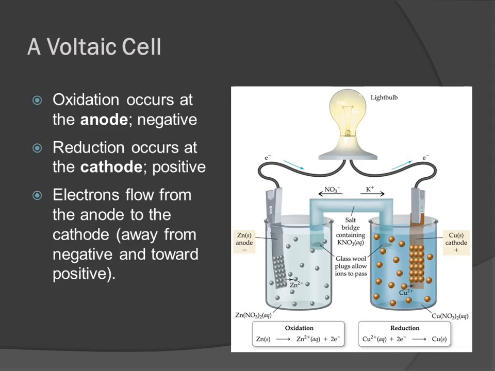There's lots of electrons available here. This has a negative charge. The electrons are going to flow away from that negative charge. They're going to flow over here to the cathode, which has a positive charge on it. Cations have positive charges, anions have negative charges. Cathodes are positive, anodes are negative. So the flow of electrons is always from the anode to the cathode.